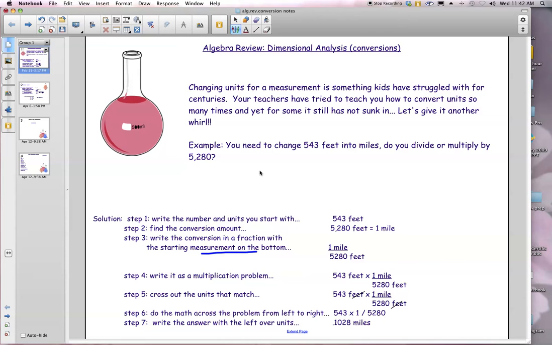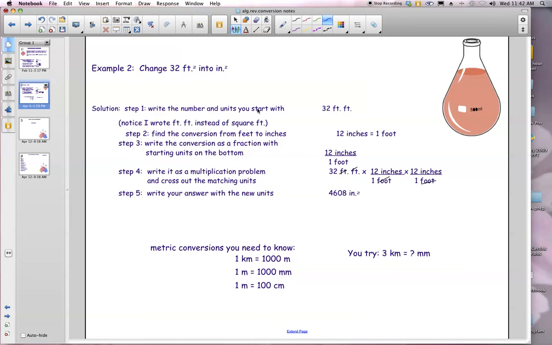All right, well, we will start with, for example, if this was 543 square feet and we needed to change it into, there we go, finally, into, in this case, square inches. Then we do the same things. We start with the units that we know. Notice that I'm writing it as 32 feet instead of square feet. There's a reason for that, and I'll get to that in just a second.